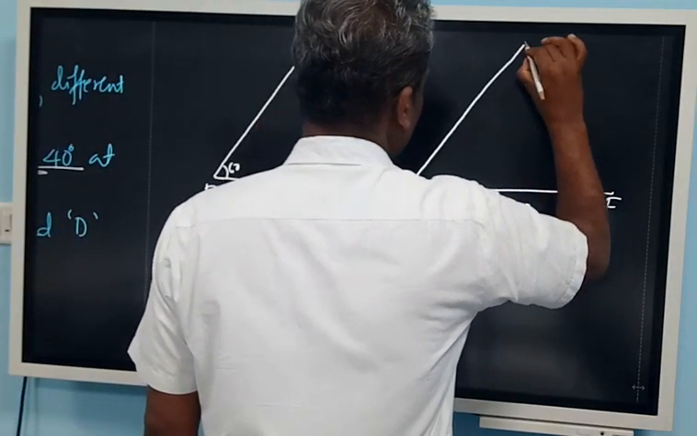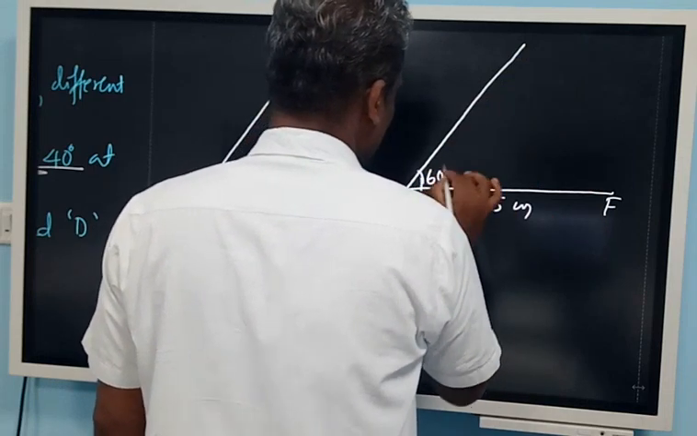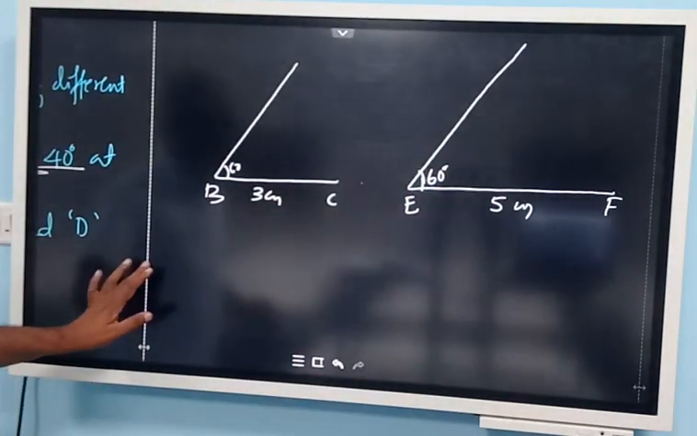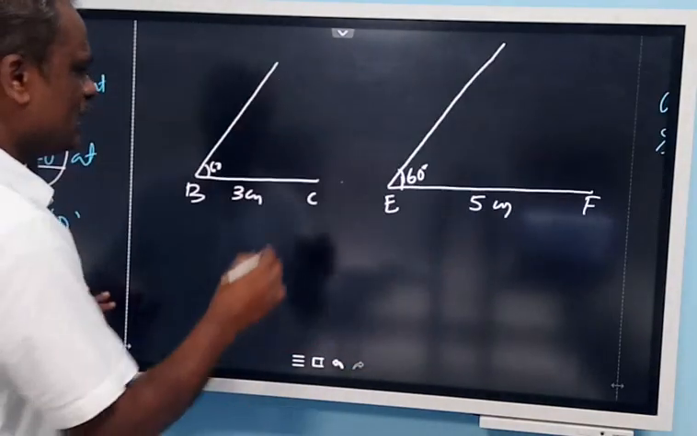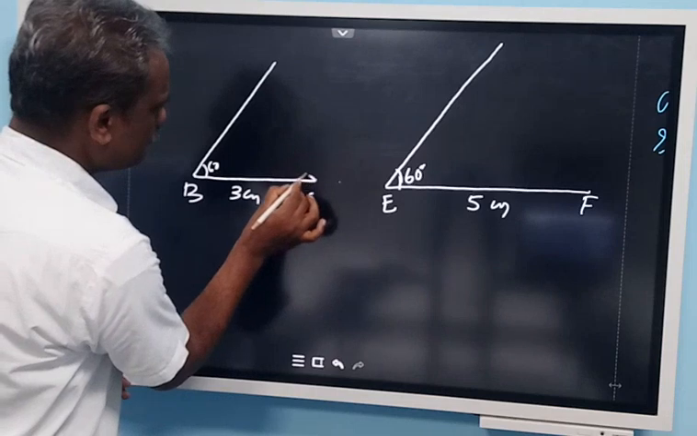So you can draw a line like this with the 60 degree angles. So we constructed 60 degree angles at B and E. Then another angle, 40 degree. So let us make a 40 degree angle here, less than 60 degree.